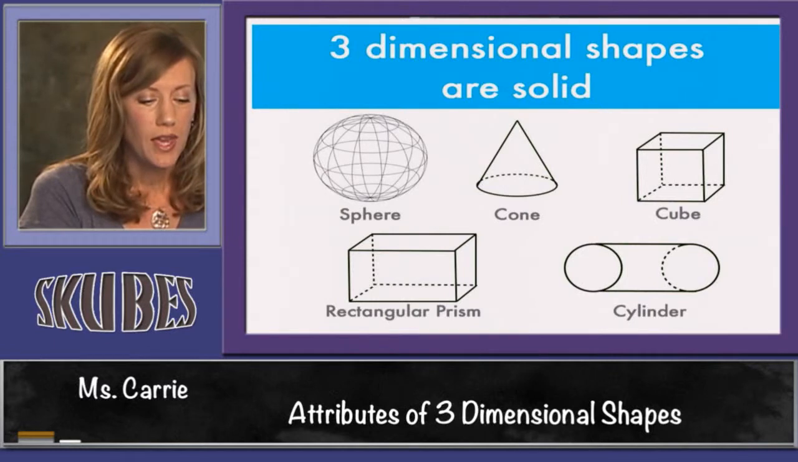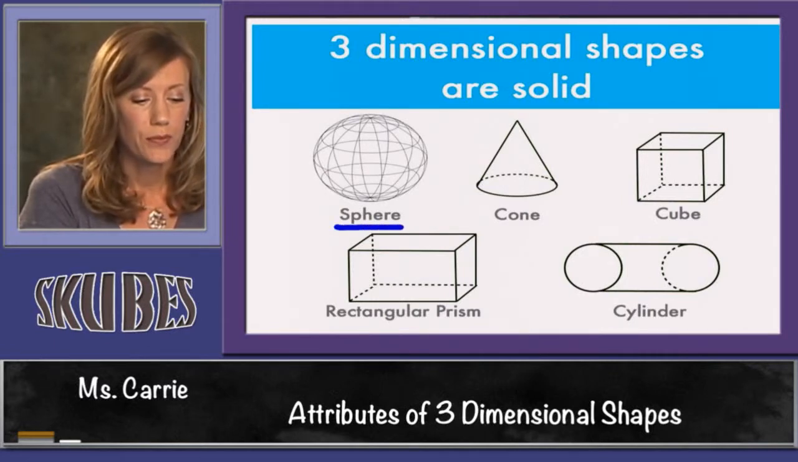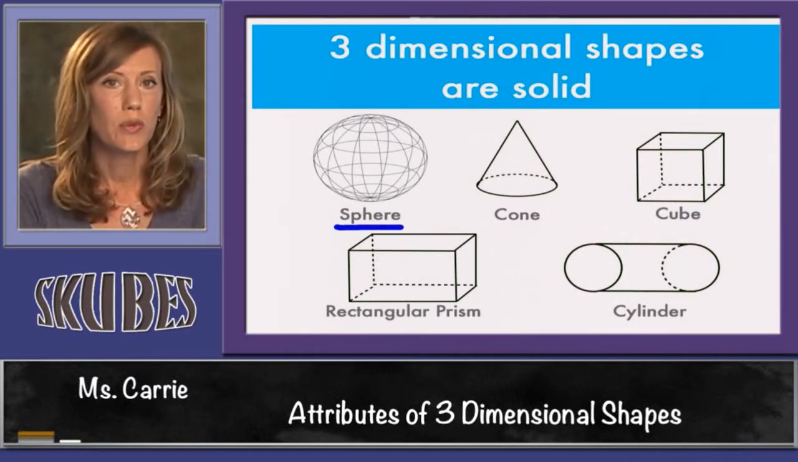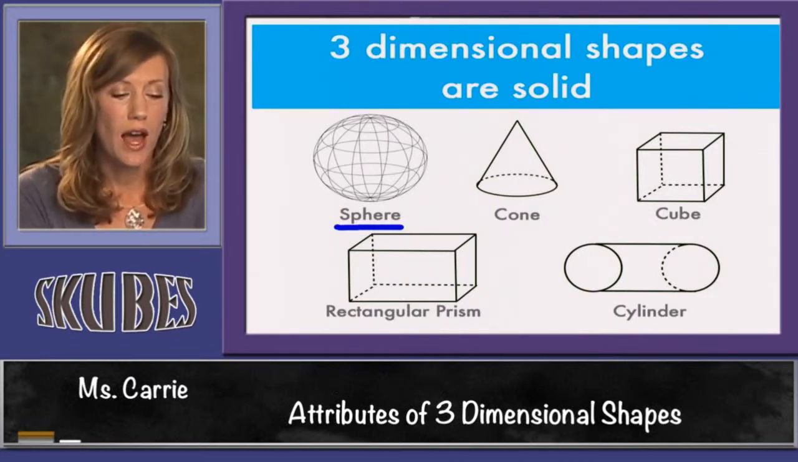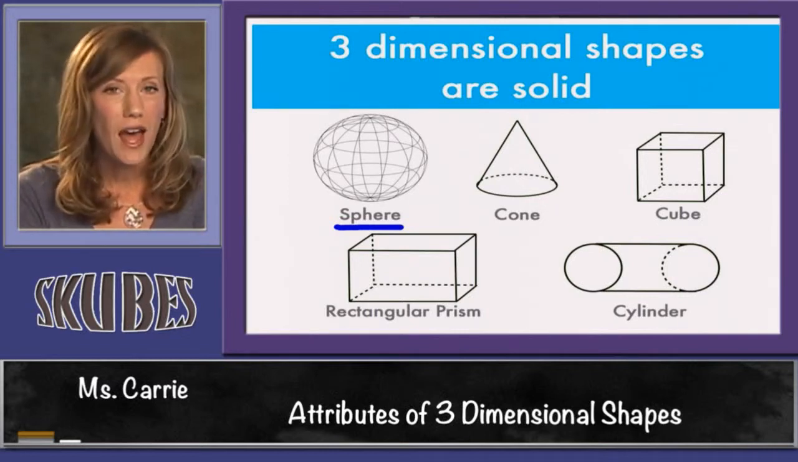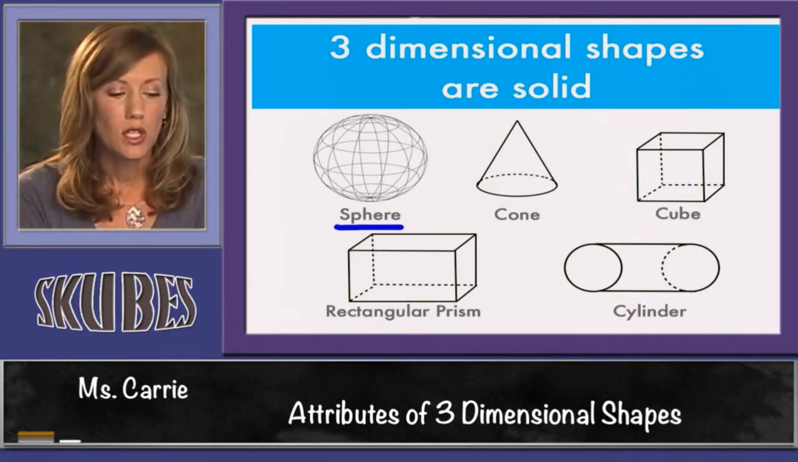The first shape we have here is called a sphere. And a sphere would be something like a ball that you had in your house, like a kickball, or maybe like a globe you have in your classroom. It's not flat like a circle, it's three-dimensional, it's solid.